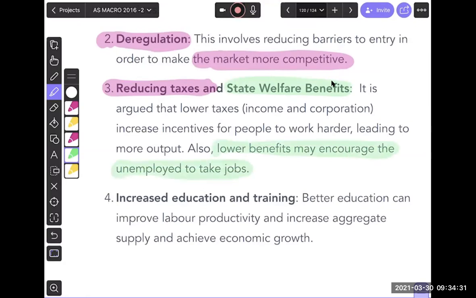And then comes increased education and training. How do you do that? Through better education, you are able to have more labor productivity, you increase aggregate supply, and you can achieve economic growth. Does that make sense, guys? Are we good? Any questions about this so far?